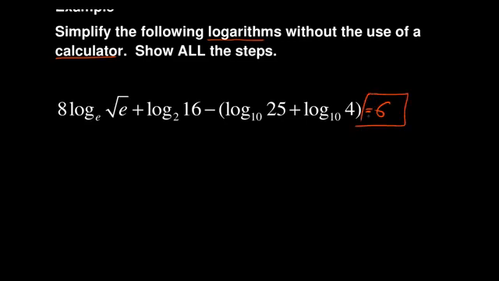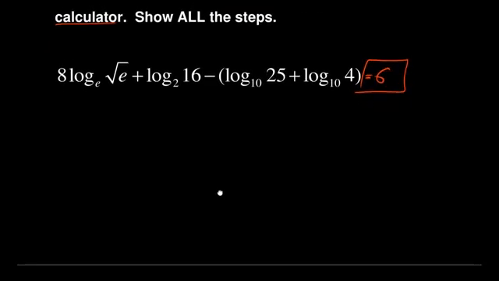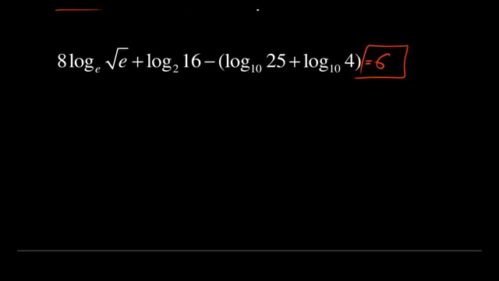So what is my aim? My aim is to get 6. So now let us work this kind of problem and see how to get that particular answer of 6. Let me start with the first part, the part before the plus sign. That part is 8 log base e of the square root of e.